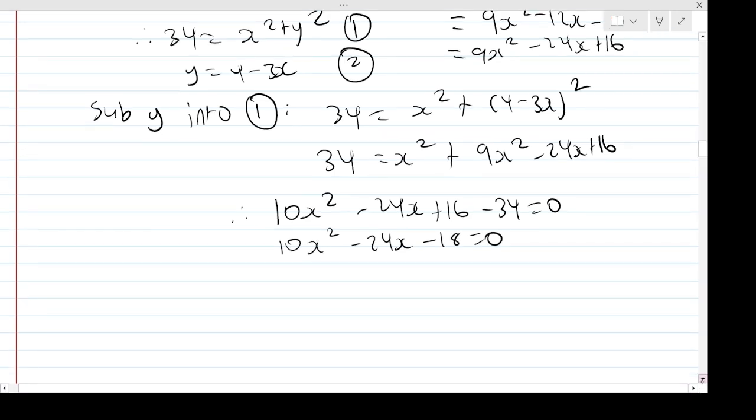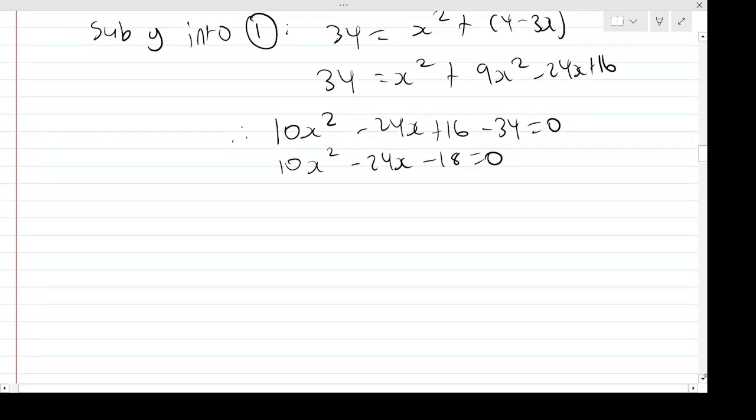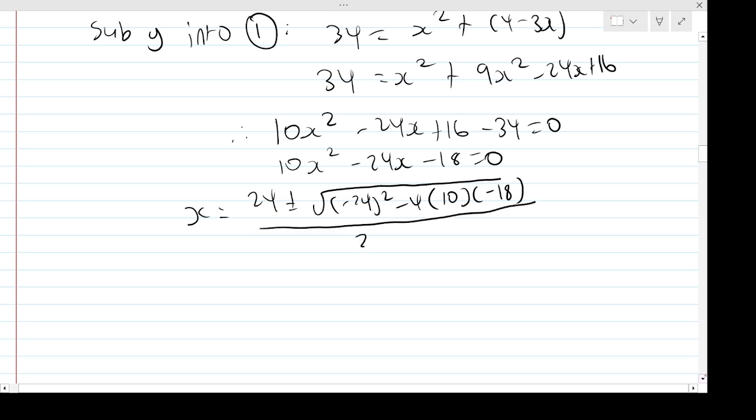There we are. And now I need to solve this. Well, I think probably the best way again is just to use the formula. Got quite awkward coefficients here. So x is minus minus 24, which is plus 24, plus or minus the square root of b squared, which is minus 24 all squared, minus 4 lots of a, which is 10, times c, minus 18, over 2a, 2 times 10. And you put that in the calculator, you should get x is 3, or x is minus 3 over 5.